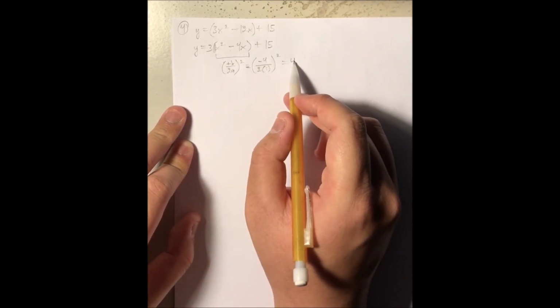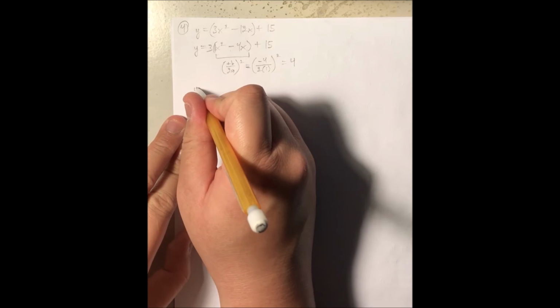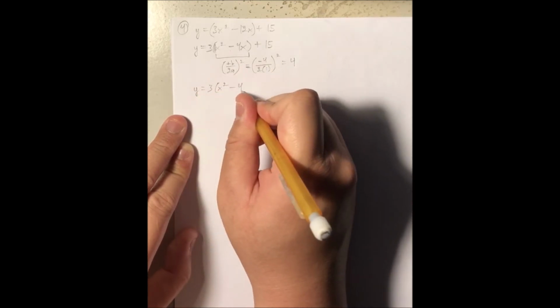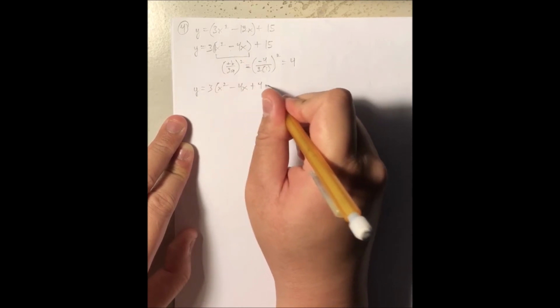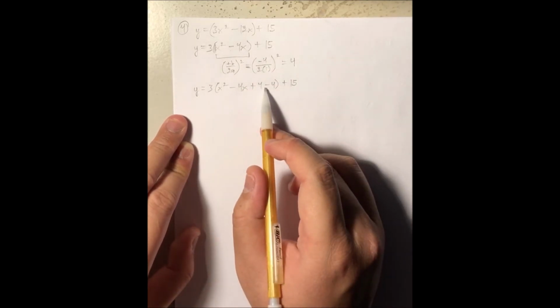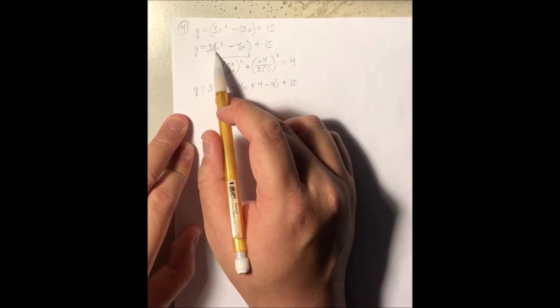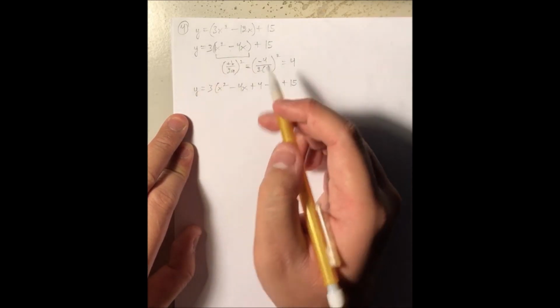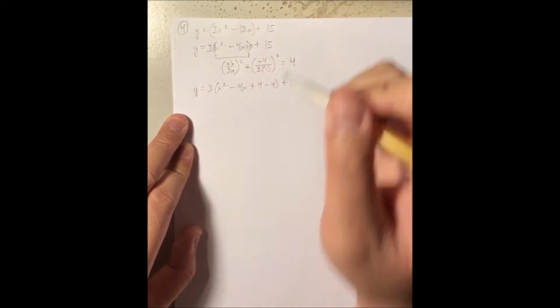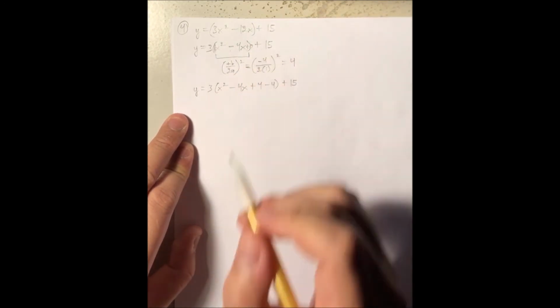So we are going to take this and put it in here. So we are going to have y equals 3 times x squared minus 4x plus 4, but also subtract 4, and then keep the plus 15. The reason why we're also subtracting 4 is because this step above, x squared minus 4x, is the same as x squared minus 4x, but plus 0 on the inside. Okay, so there's a 0 right there.